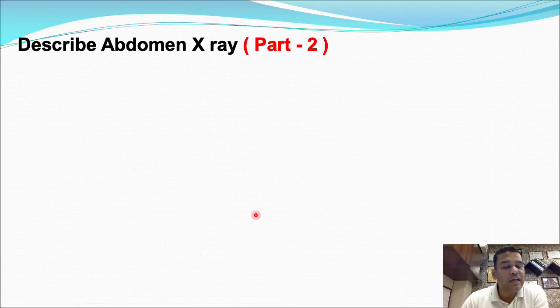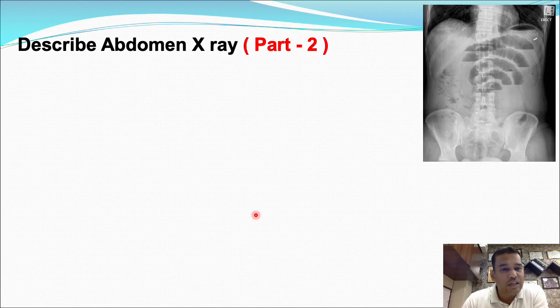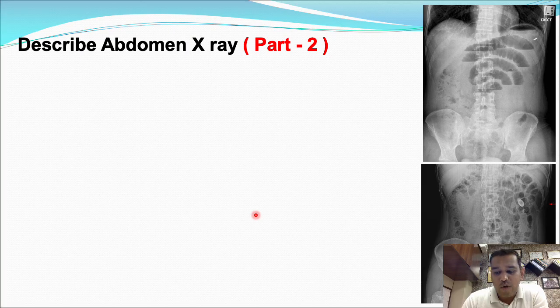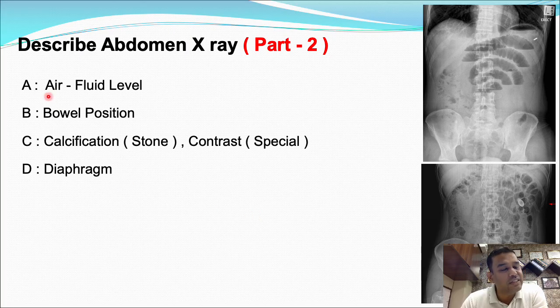If you're dealing with an abdominal X-ray, in part 1 you describe whether it is a plain abdominal X-ray and what soft tissue shadows you see. Similarly, with an abdominal X-ray, you describe in 4 parts similar to the chest X-ray, that is A, B, C, D. Here A changes. There it was air bronchogram, here it is air fluid level. Is there any air fluid level in the X-ray?